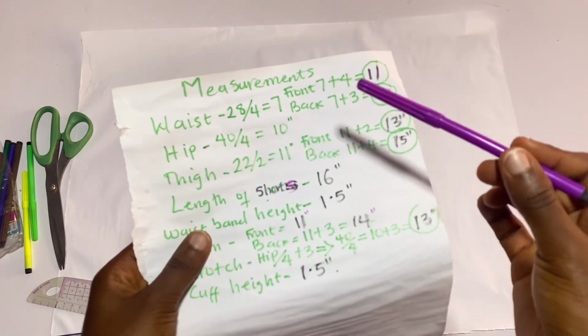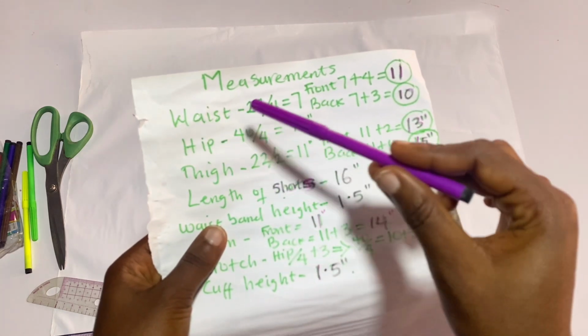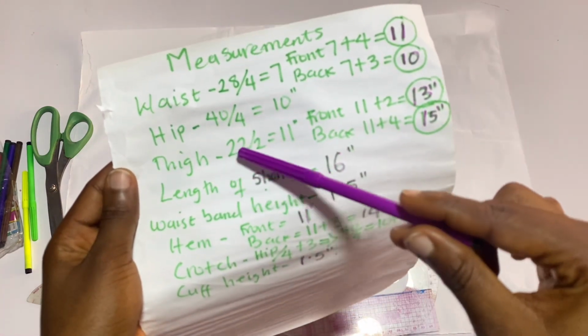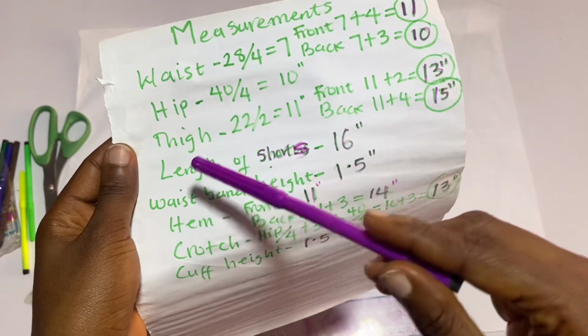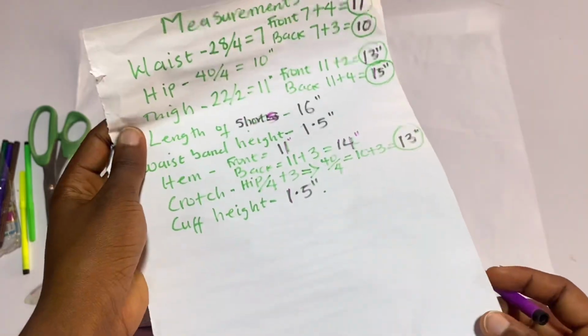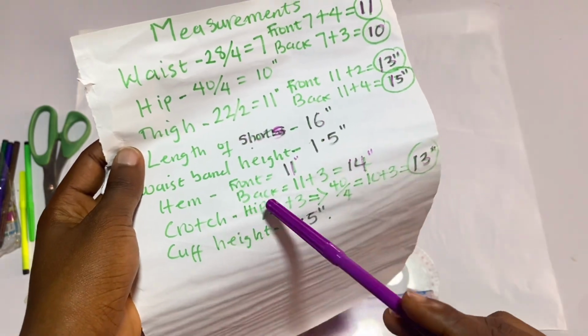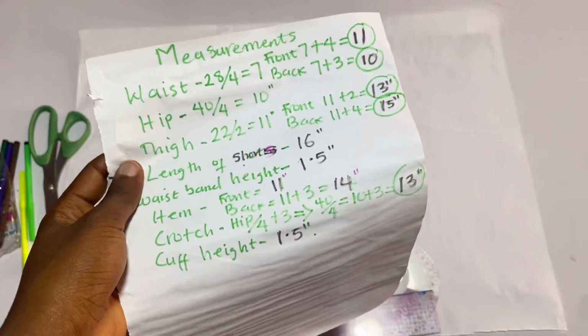So now I'm just going to explain it to us again. You can see the waist circumference, how I calculated it. I added 4 inches to that 7 for the front waist because of the pleats, and for the back I added just 3, which gave me 10 inches. Then the hip circumference, which is very easy to get. Then the round tie, you can see for front and back. Then the length of the short, which is 16 inches. The waistband height, which is 1.5 inches. I have the hem, front and back, which I said is a function of the tie. Then the crotch line, you can see the formula I gave to get your crotch line measurement. Then the cuff height, which is 1.5 inches.